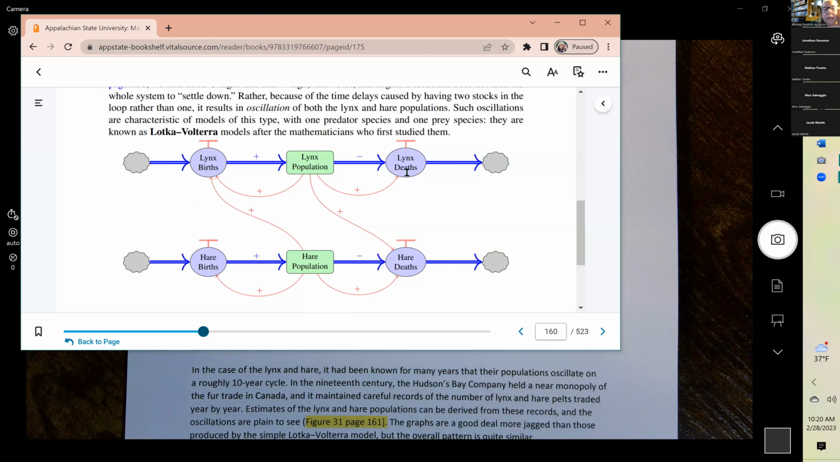This blue one is going out. It's a decrease in the population. So the blue arrow, if it goes into the stock, it's a plus. If it goes out, it's a minus. The same thing here. The births would increase the population, the deaths would decrease it.